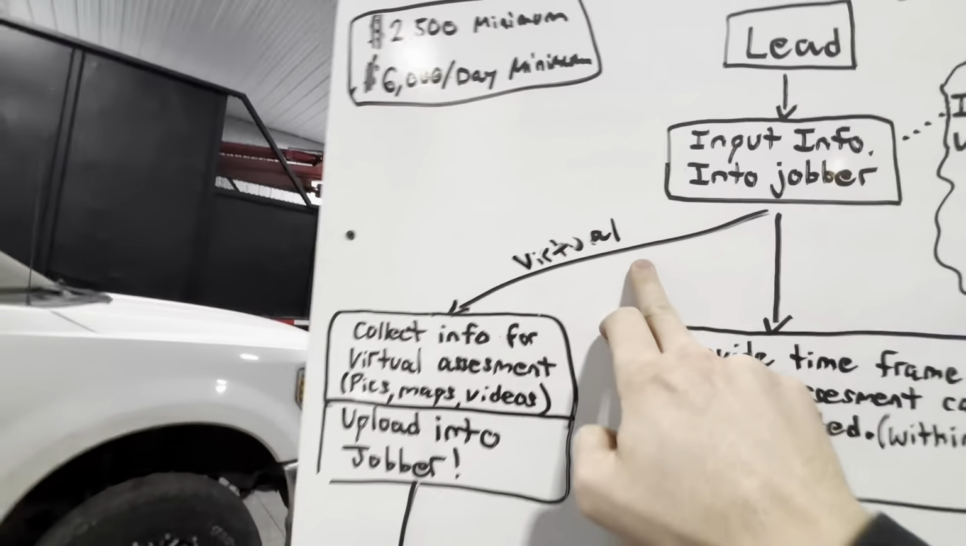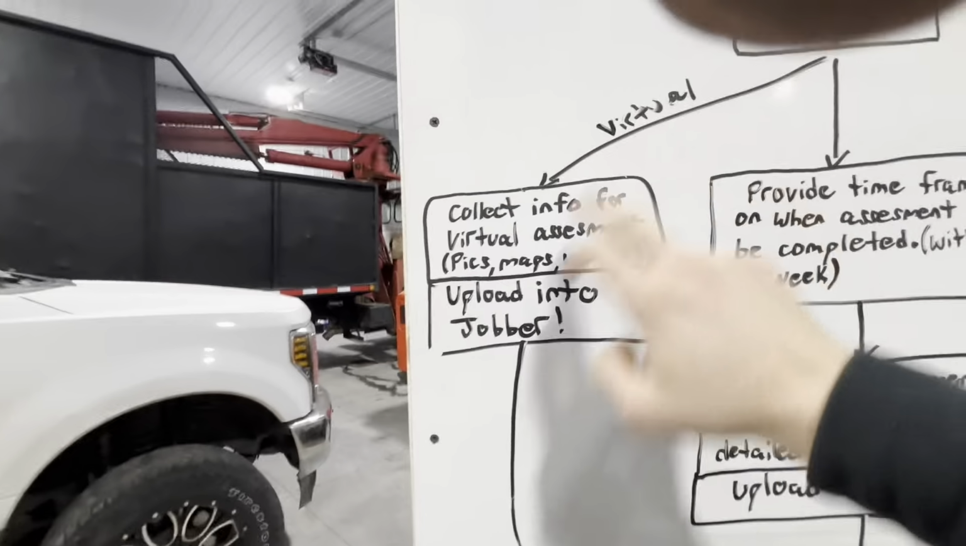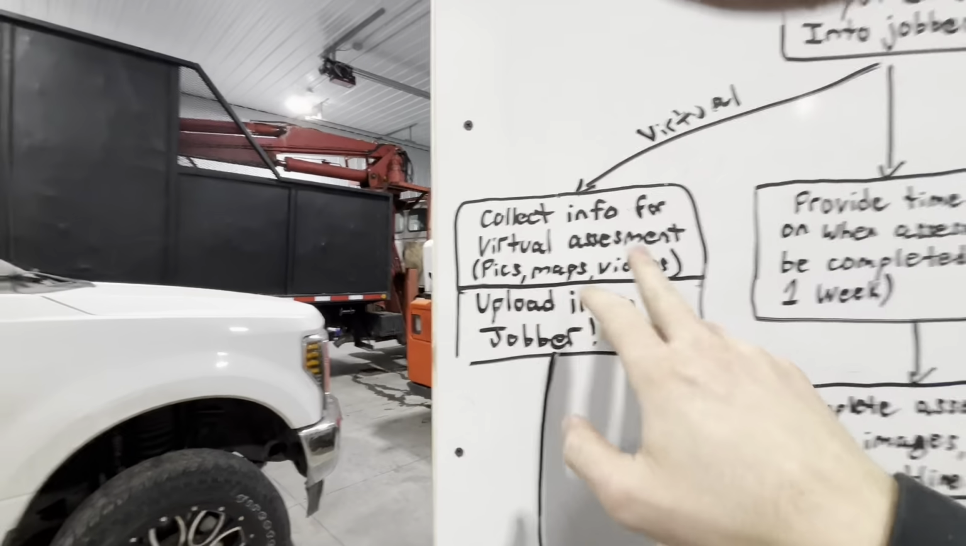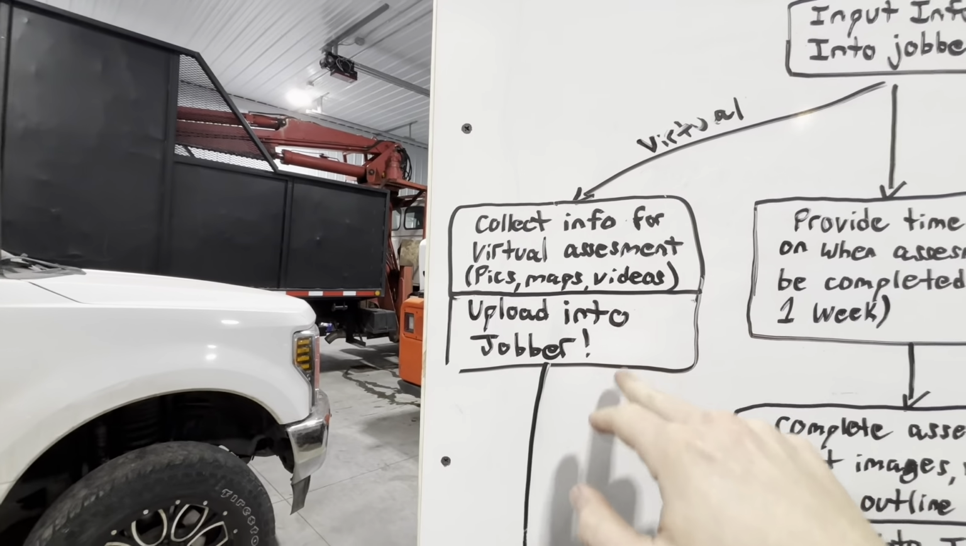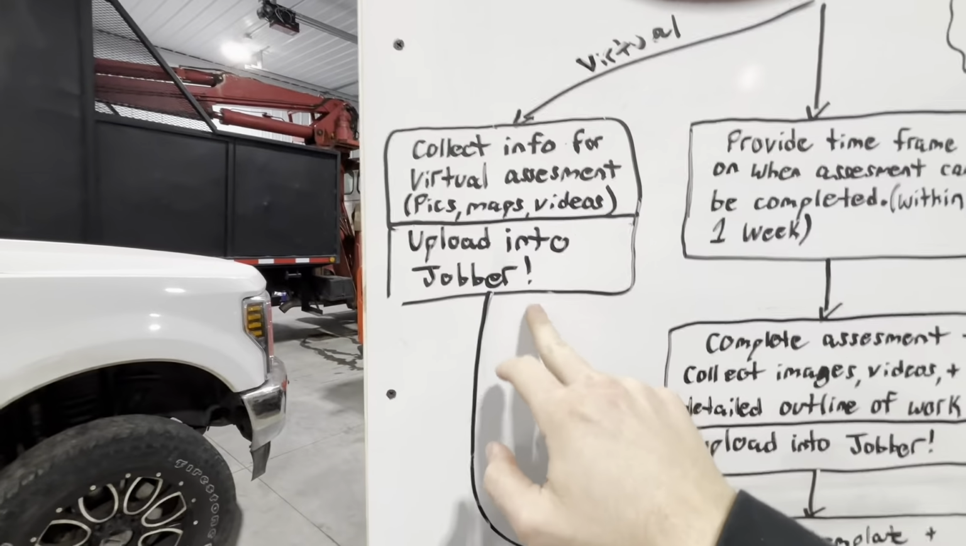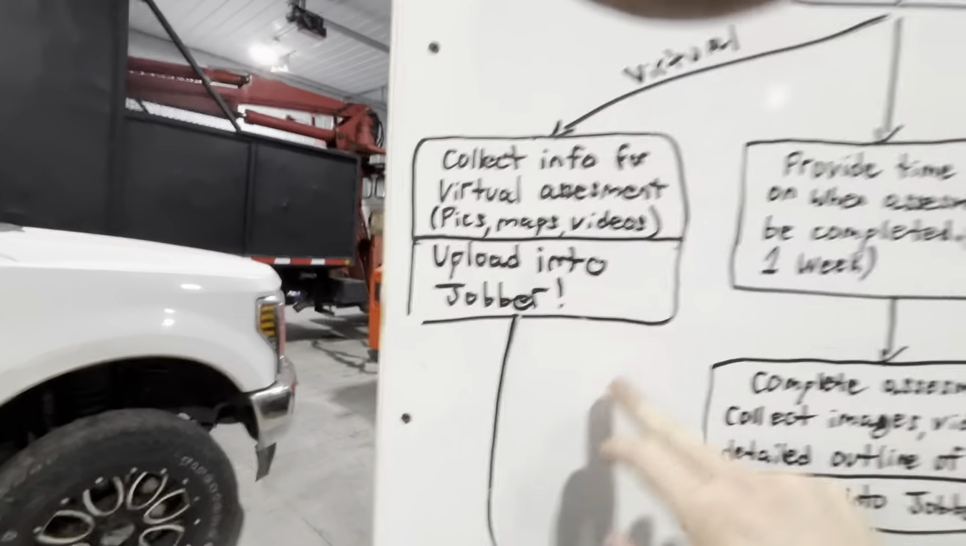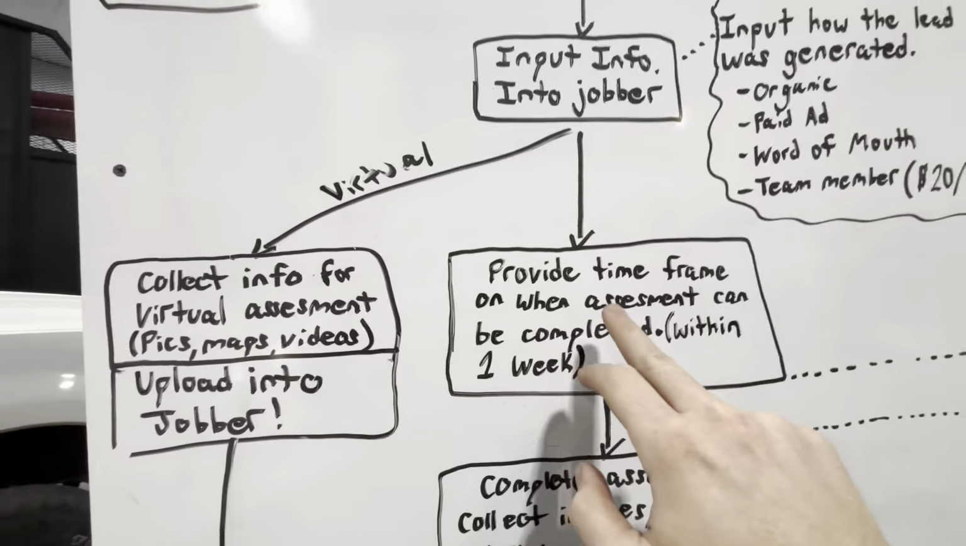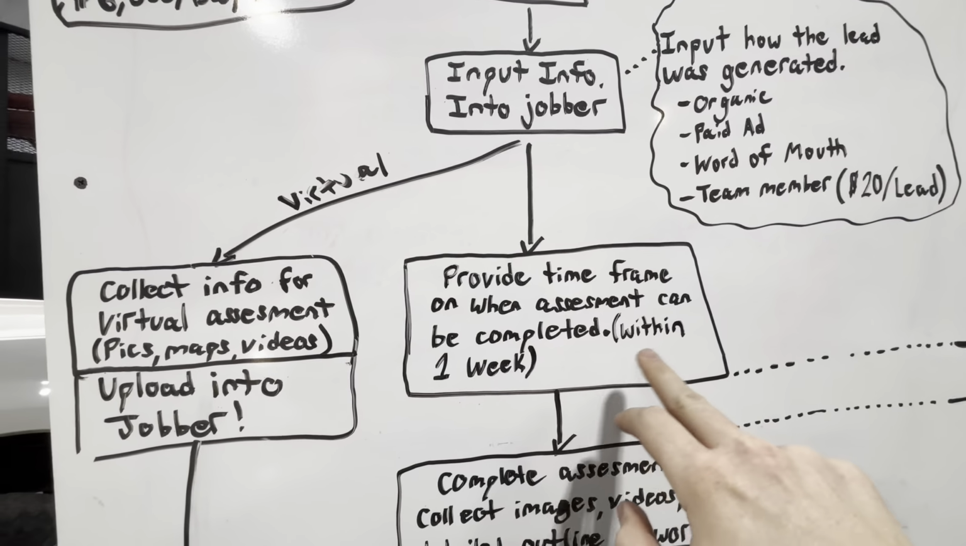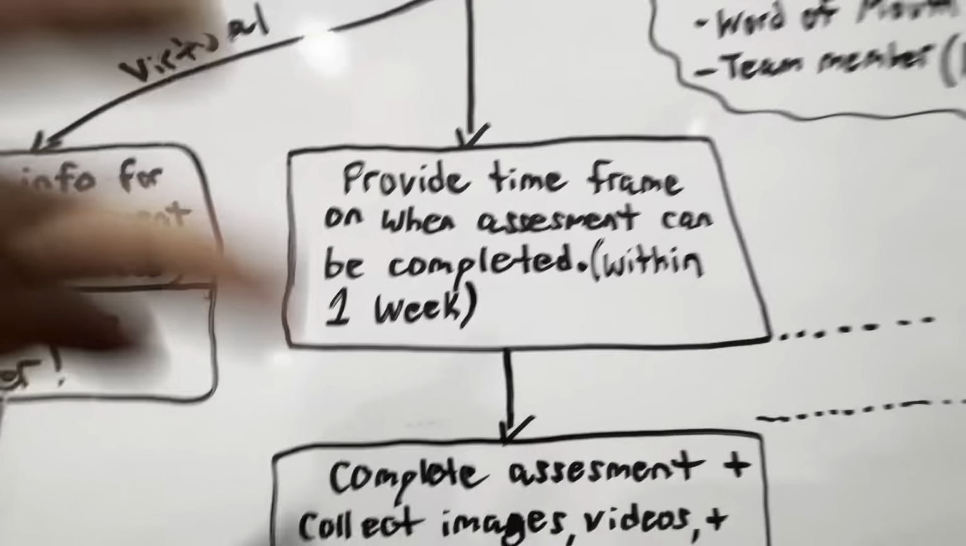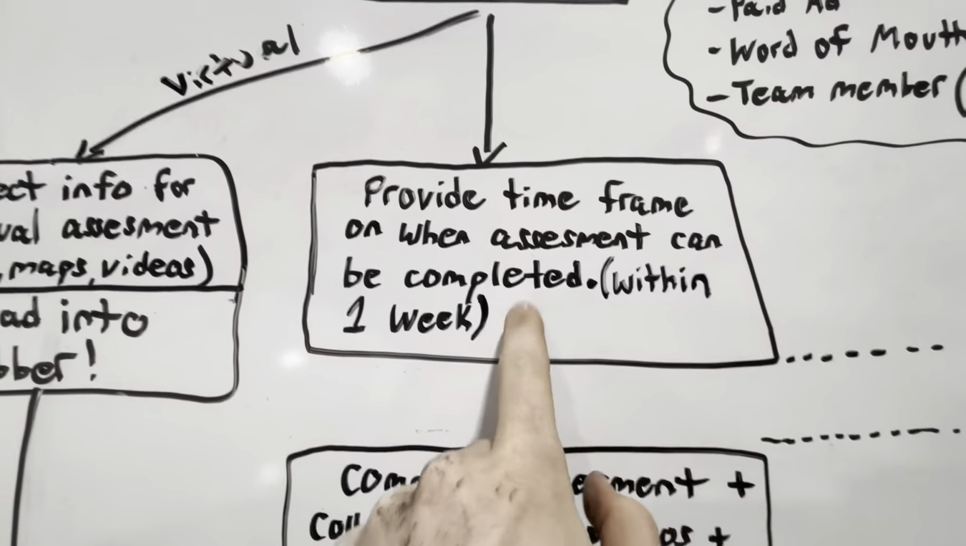We can go to the virtual estimate. So that is where we collect info from the client for virtual assessment. We ask for pictures, maps, videos, upload that into Jobber. Okay? Now the second way to do it, provide time frame on when assessment can be completed within 1 week. So that's important. We want to get out there as soon as possible.